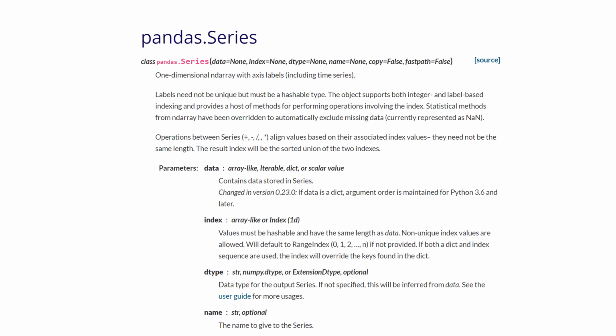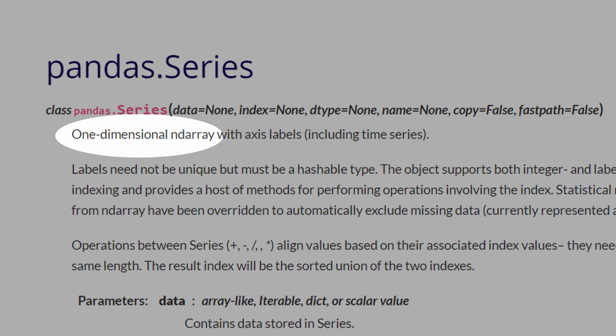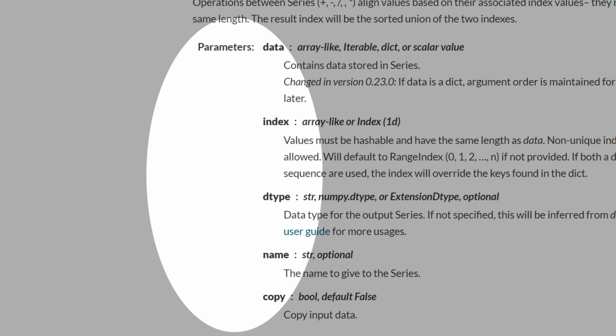Here is the official documentation for Pandas series. A series is a one-dimension array. See that it is including time series. If you see the list of parameters of series, there is no column because this is a one-dimension array.